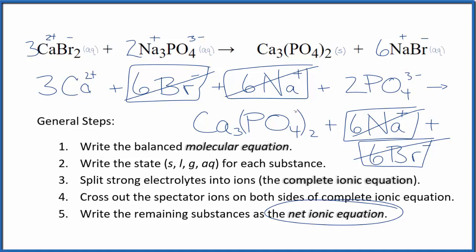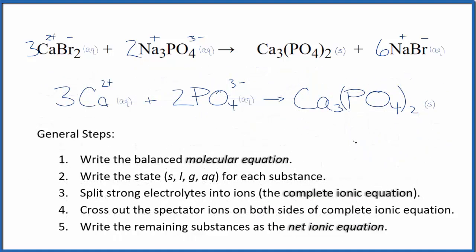Let me clean this up. I'll write the states in. We'll have our net ionic equation. So this is the balanced net ionic equation for calcium bromide plus sodium phosphate.